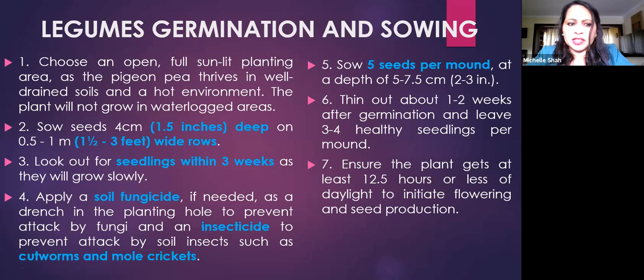They grow quite slowly. When you apply soil fungicides, that will destroy the fungi which may attack in the planting hole. And insecticides are applied to prevent attack by soil insects such as cutworms and mole crickets. Sow 5 seeds per mound when you are planting in rows, at a depth of 2 to 3 inches, and thin out around 1 to 2 weeks after germination, leaving 3 to 4 healthy seedlings per mound. Thinning is a form of pruning. Ensure plants get 12.5 hours or less of daylight to initiate flowering and seed production.